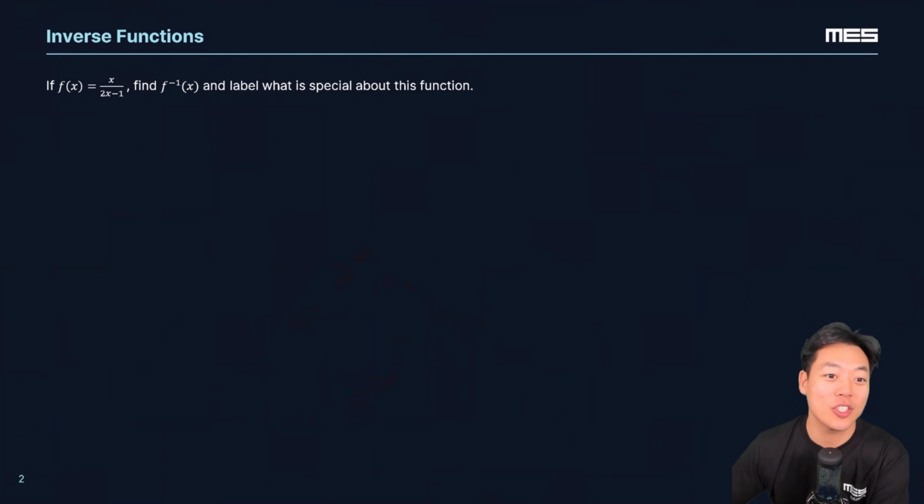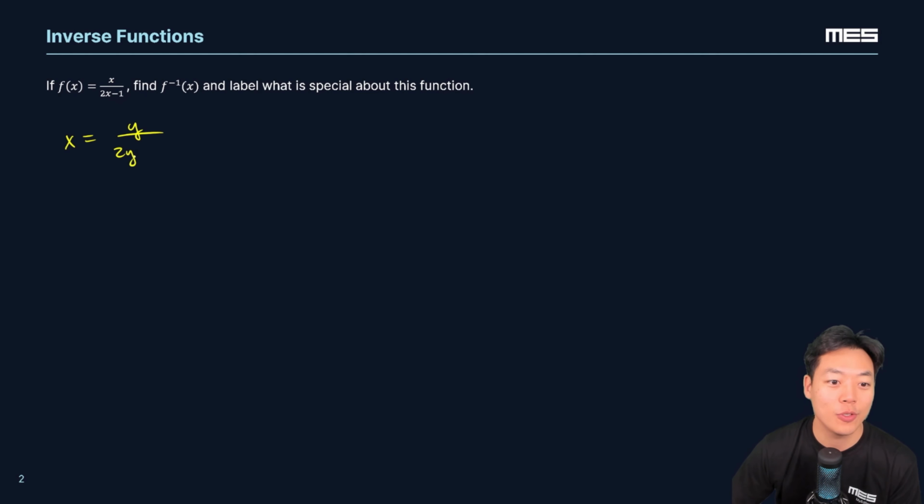An inverse function: we want to set the x into a y and the y into an x. So we'll have x is equal to y over 2y minus 1. Now we solve for y, and that will give us f inverse of x. Here, I want to multiply both sides by 2y minus 1. That gives me x times 2y minus 1, which will be equal to y, since the 2y minus 1 has canceled out on the right side of the equality.